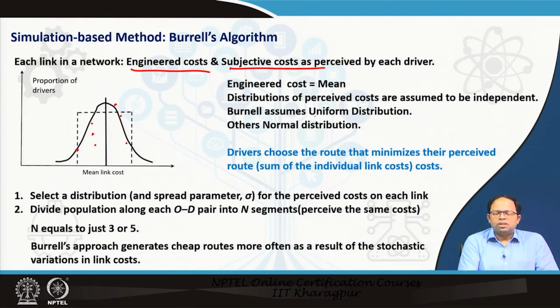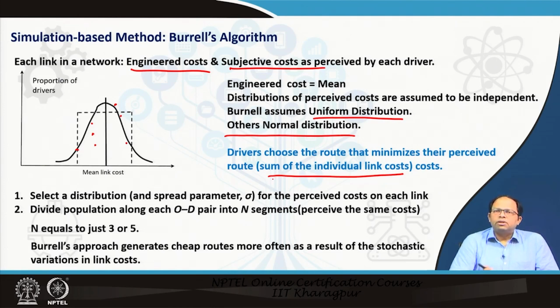Burrell assumes what is called a uniform distribution, whereas some others have also assumed a normal distribution. So this distribution is basically the distribution of the observations of the different perceptions of each individual regarding different link costs. So drivers choose the route that minimizes their perceived route cost, which is the sum of individual link costs, and that basically means that drivers will choose the route that minimizes their perceived route cost.